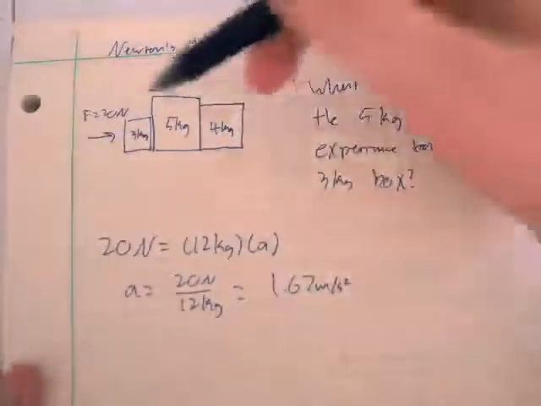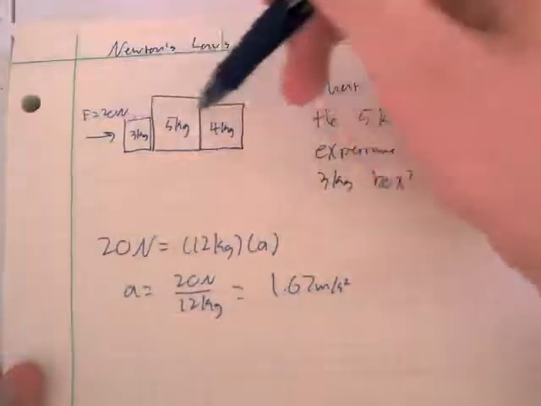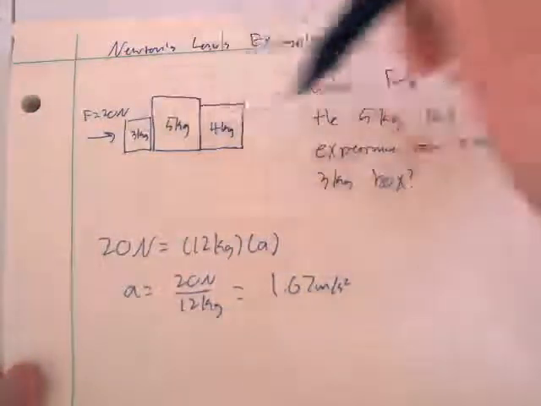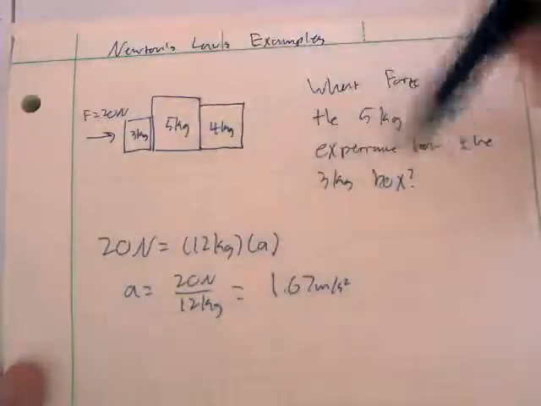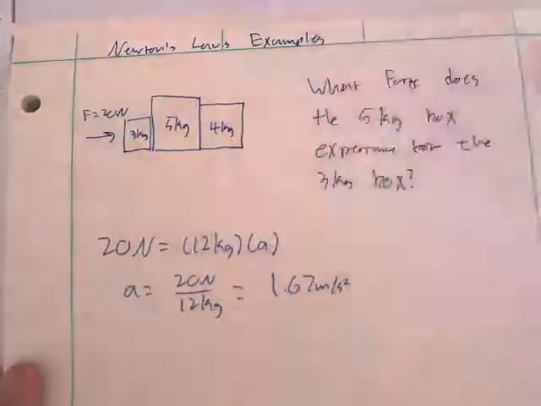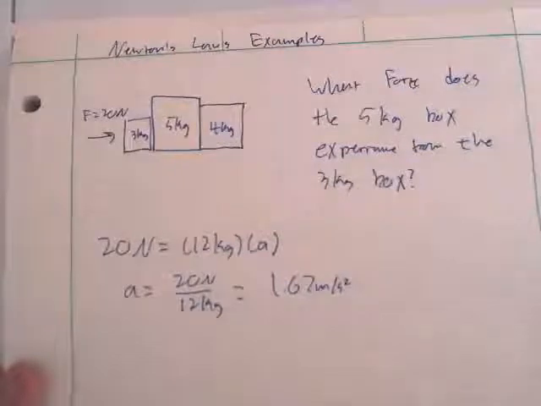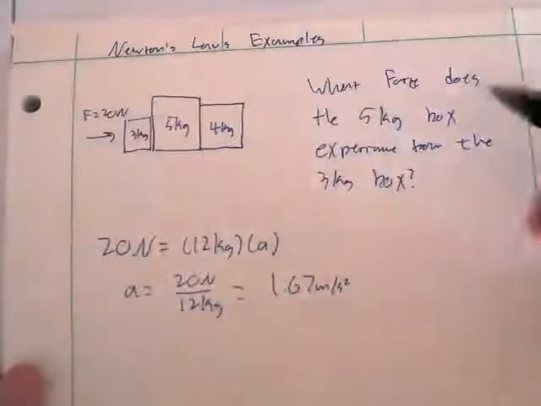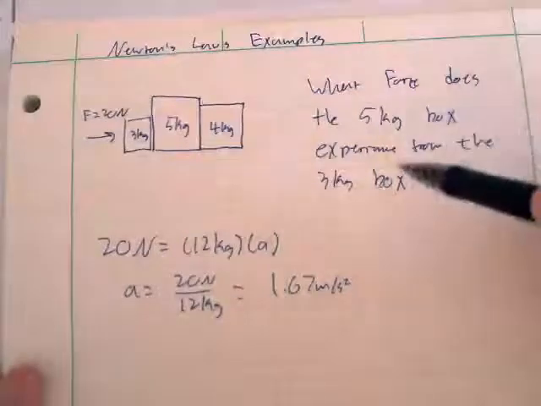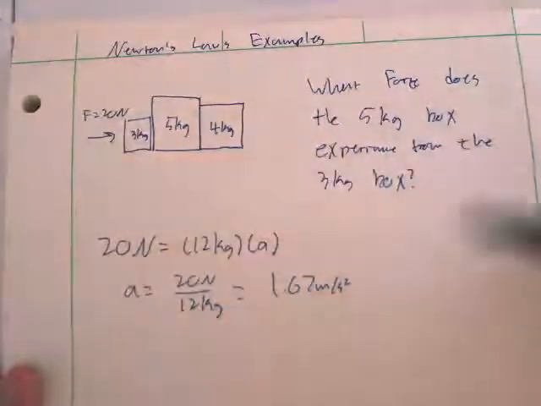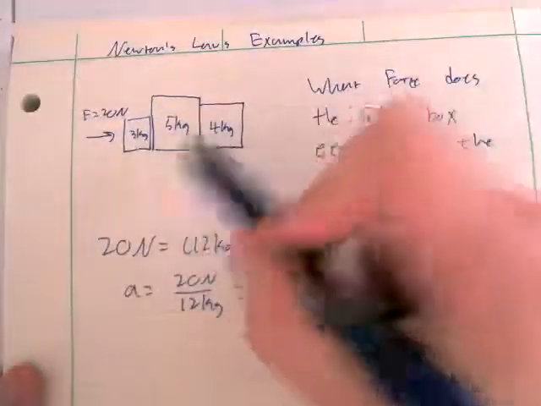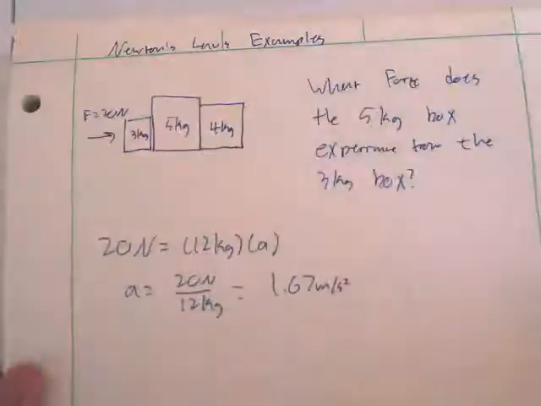This acceleration will apply to all of them. They're all moving together as this one object. It's three different boxes, but if I push on this one, they will all start to slide to the right and they will all experience this exact same acceleration. Now we can start looking at the individual forces acting on these different boxes. What we want is the force that the 5 kilogram box experiences from the 3 kilogram box. This 3 kilogram box is going to be pushed into it, and this 5 kilogram box will experience some sort of force.